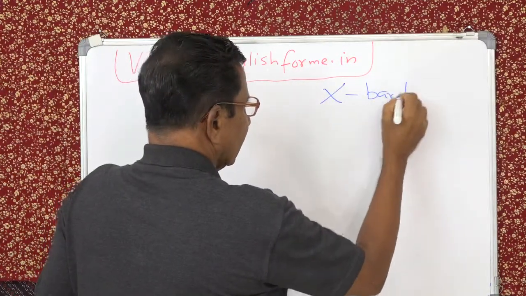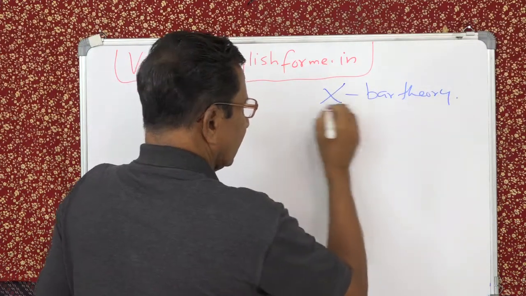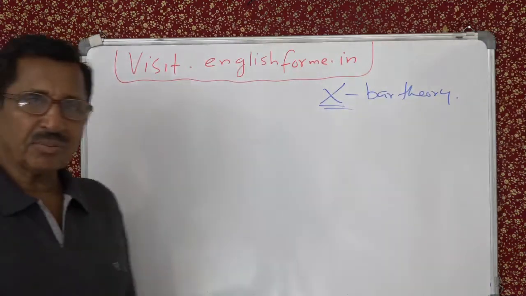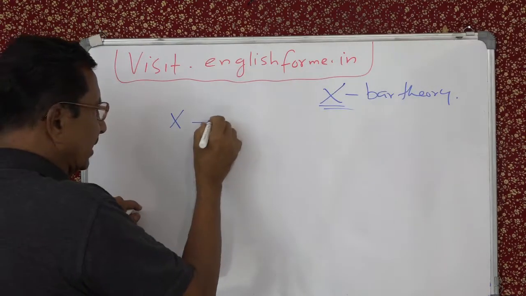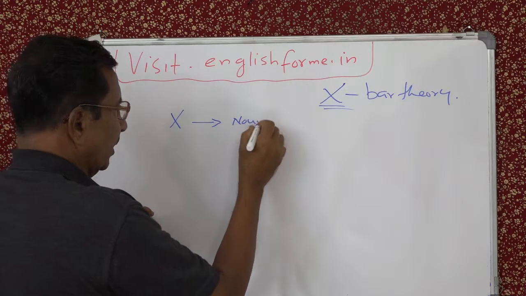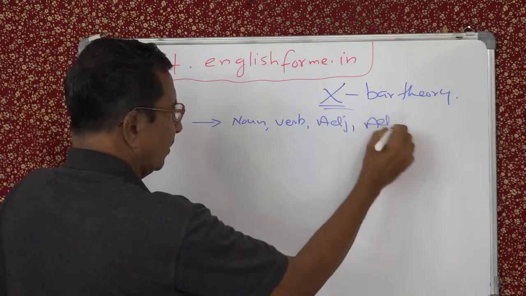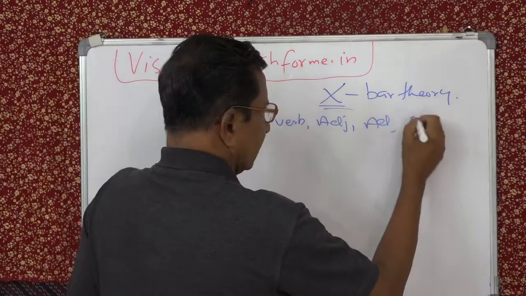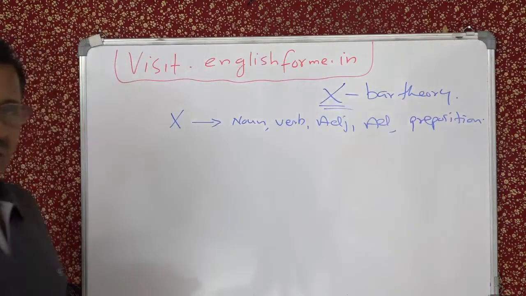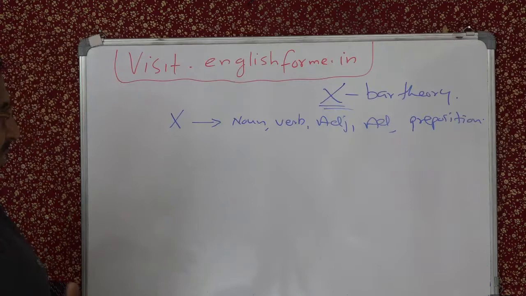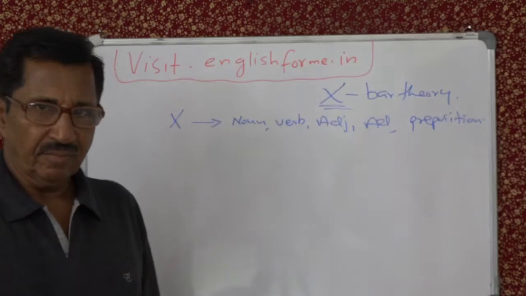Now, what is this Xbar theory? Very interesting. What is X? X stands for lexical categories. For example, X is rewritten as noun, verb, adjective, adverb, and preposition. So X stands for any one of these categories. When you say X, it could mean noun, verb, adjective, adverb, or preposition. Understand?